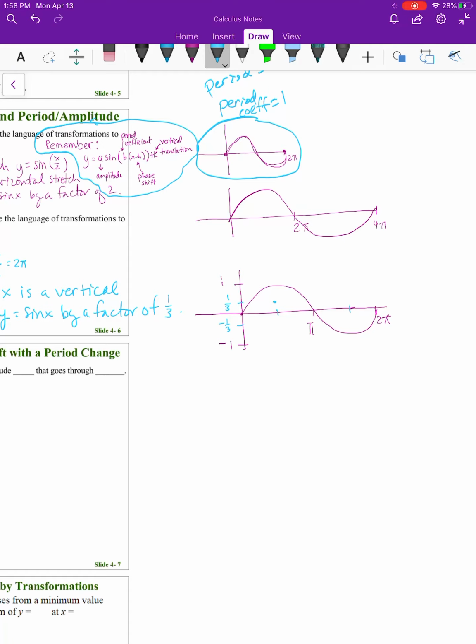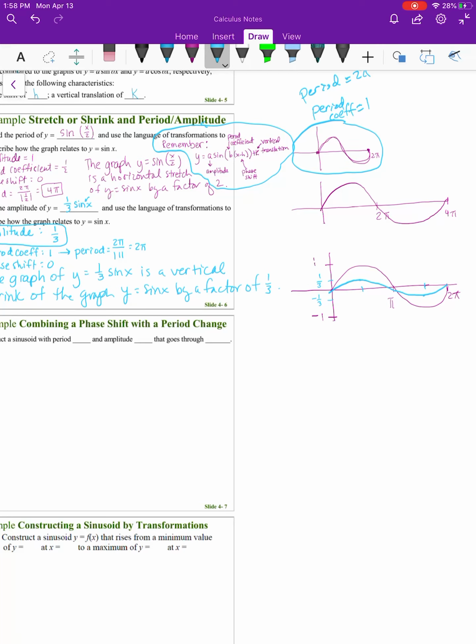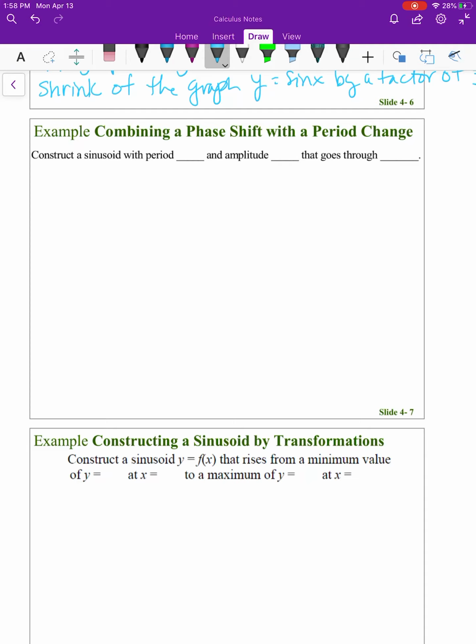So right in the middle here, where I go up to 1, it's only going to go up to 1/3. And right here in the middle between pi and 2 pi, it's only going to go down to -1/3. So it looks like this. And so you can see how we said that was a vertical shrink, because it's like pushed down. So vertically it has been shrunk. Okay. On to our next example.